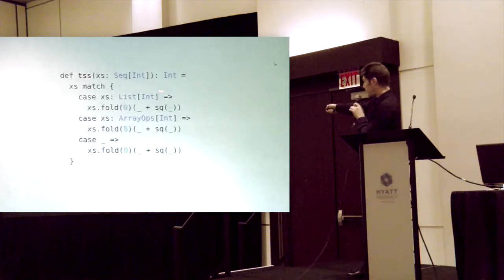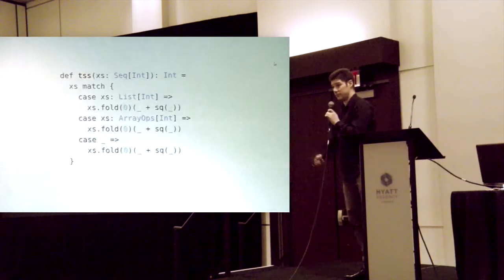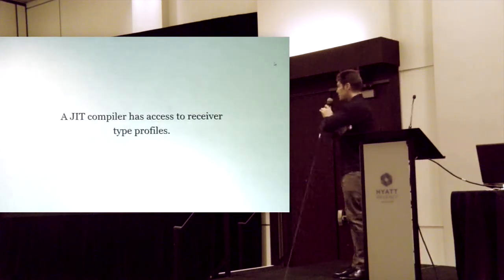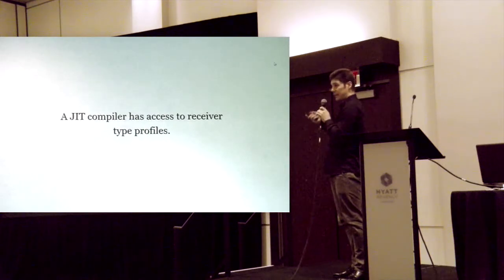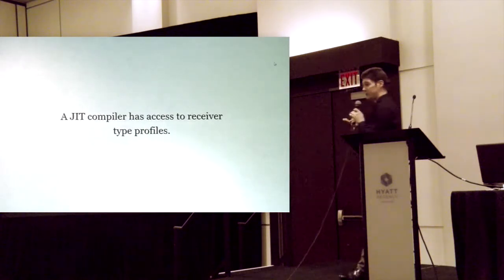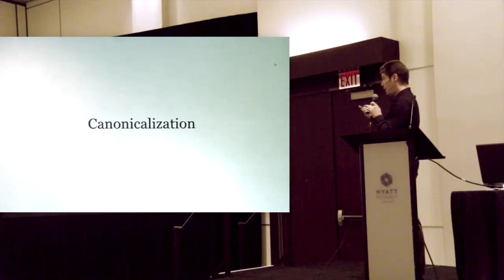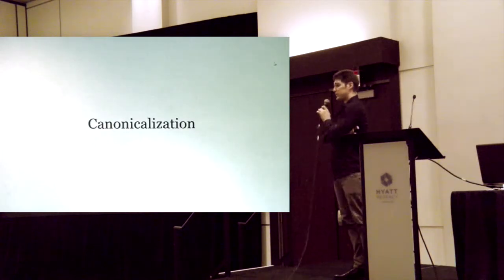And what's important to say here is that these folds, in these cases of the match, are now direct calls, which means that they can be inlined. We know exactly what the implementations are. A JIT compiler has access to these receiver type profiles, which is something that typically a static compiler does not have.